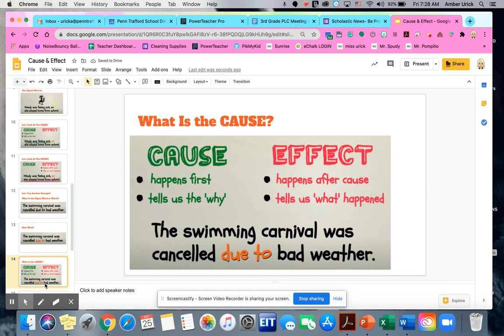Okay, now try to find the cause. I've put a little cheat sheet up there for you to try to help you remember the cause. Happens first and tells the why. What is my cause here? The swimming carnival was canceled due to bad weather. Remember, the cause is first and it tells us the why.